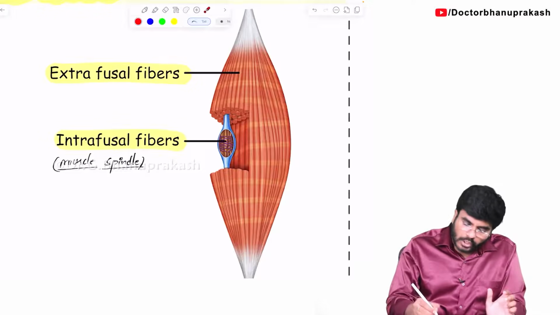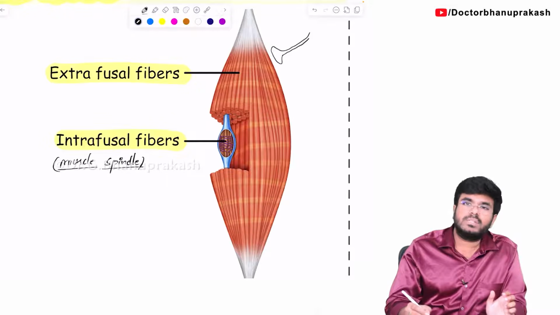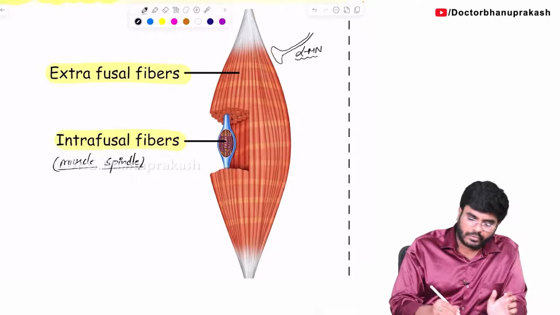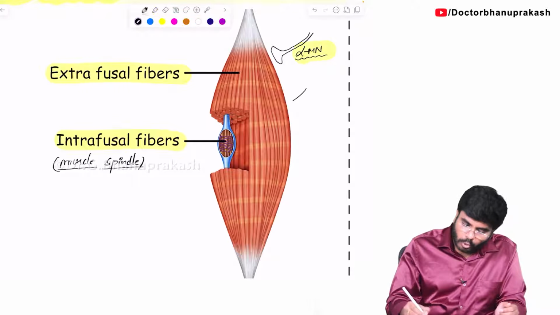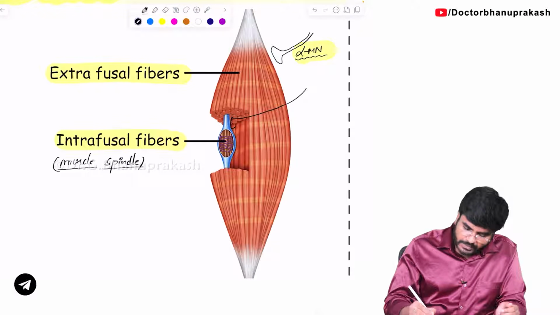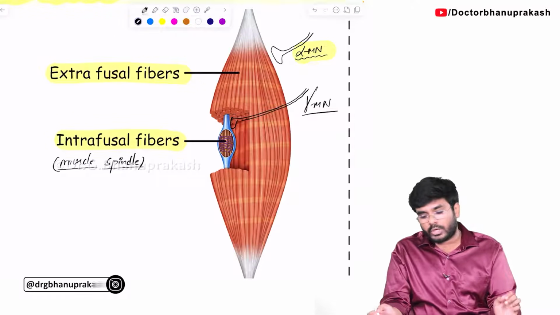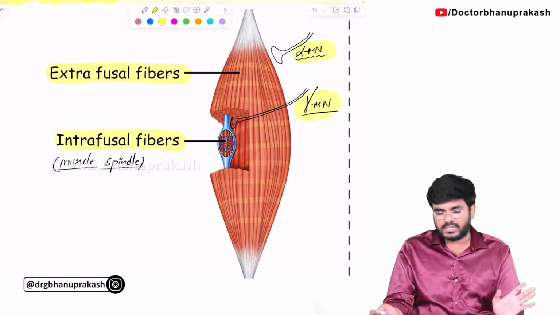So in order to contract the extrafusal fibers, there is a neuron coming like this. There is a neuron which is going to cause the contraction of the extrafusal fibers. The name of this neuron is the alpha motor neuron. Alpha motor neuron causes the contraction of extrafusal fibers, and to contract the muscle spindle, there is one more motor neuron coming here, that is the gamma motor neuron. Gamma motor neuron causes the contraction of the intrafusal fibers.